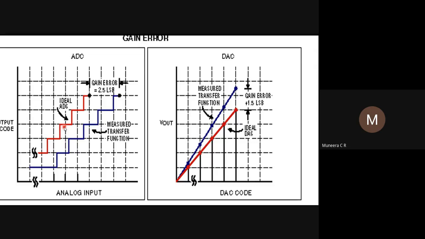Here for the case of ADC, the gain error: this is the ideal characteristic and this is the actual characteristic. Here the ideal value is the actual value. The difference between the actual value and the ideal value gives the gain error.